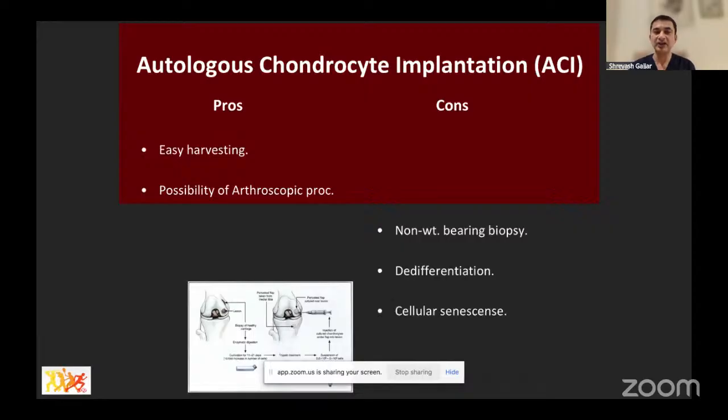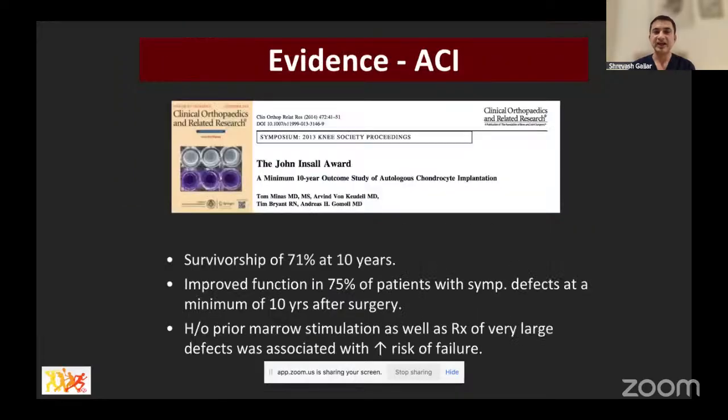You're relying on dedifferentiation. You're taking it to the lab. There is a month of processing involved. So, cellular senescence is a concern. And earlier there was some kind of delay in getting the approval. So, it's come back, but that remains a concern.